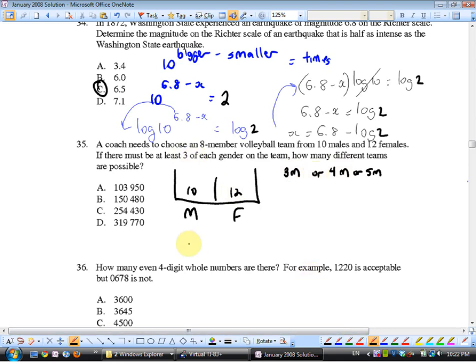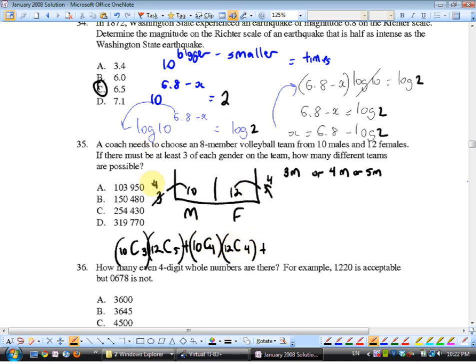Or means add. For the first one, three males, that must mean five females. 10 choose 3, 12 choose 5. Or 4 and 4. 10 choose 4, 12 choose 4. Or 5 and 3. 10 choose 5, 12 choose 3.